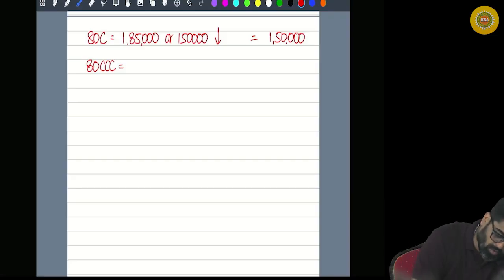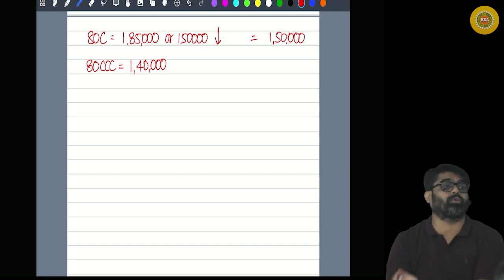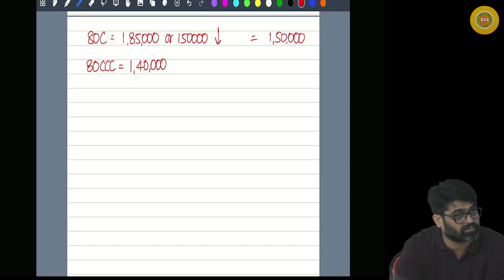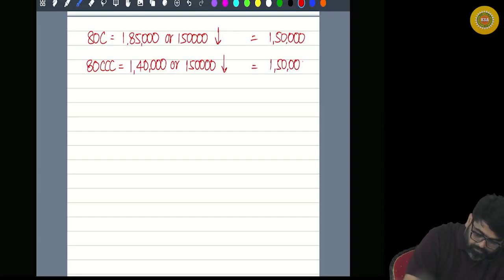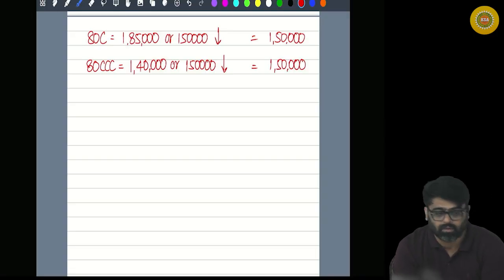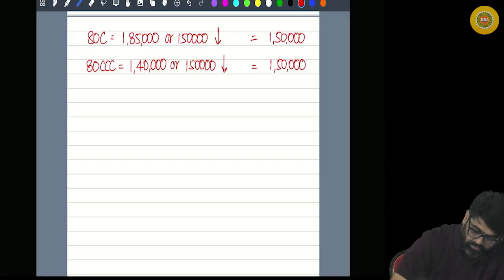Now for example you contributed 1,40,000. How much you contributed? This will be allowed under section 80CCC subject to further limit of 1,50,000. So under 80CCC also there is a limit of 1,50,000. So this 1,40,000 or 1,50,000, whichever is lower. So how much deduction you are going to get under 80CCC? Sorry, 1,40,000. My mistake. 1,40,000.